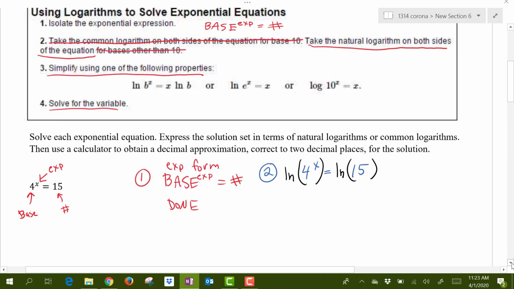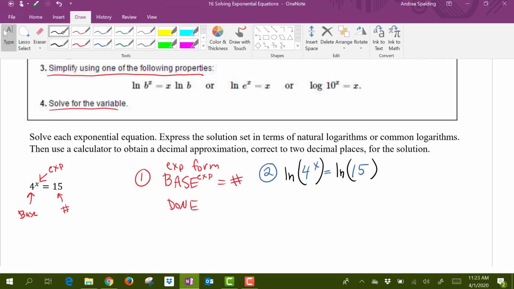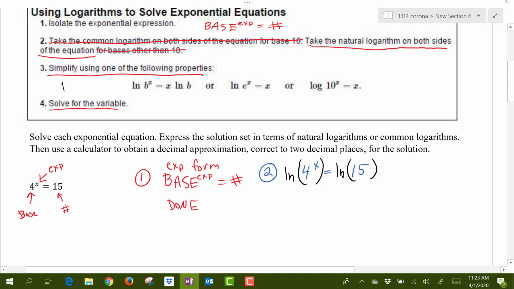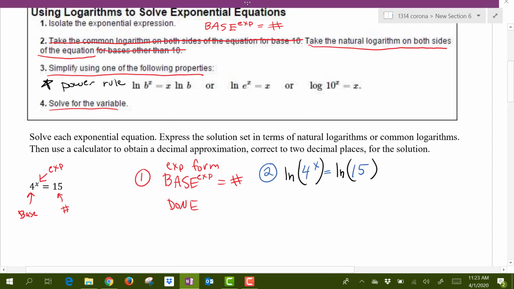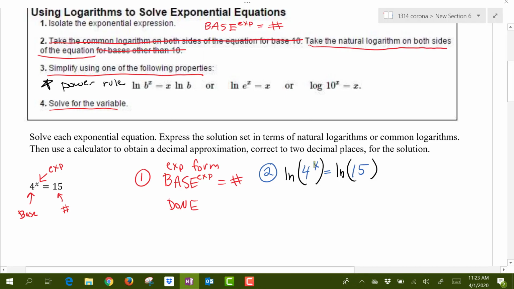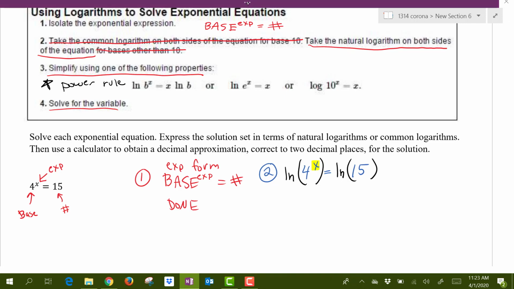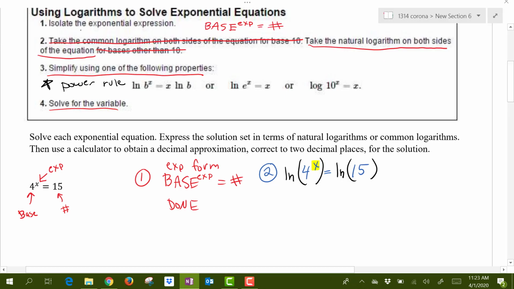Our next step is to apply a log property. Typically, that log property is the power rule. The power rule says that if everything inside of a log is raised to exactly the same power, then I'm allowed to bring that power out to the front of the log. So that becomes x times natural log of 4 is equal to the natural log of 15.